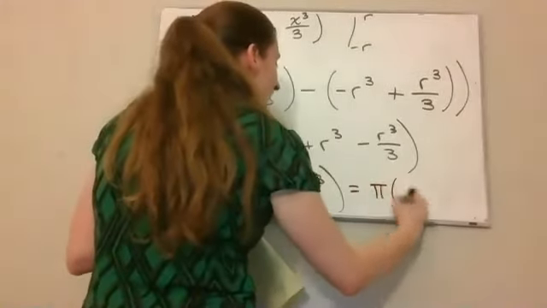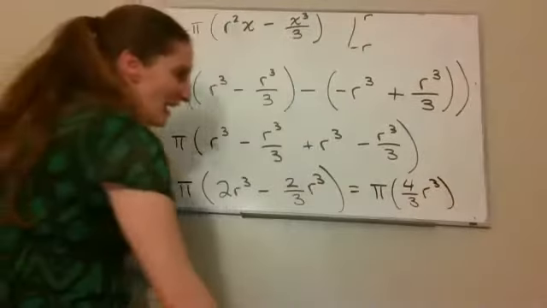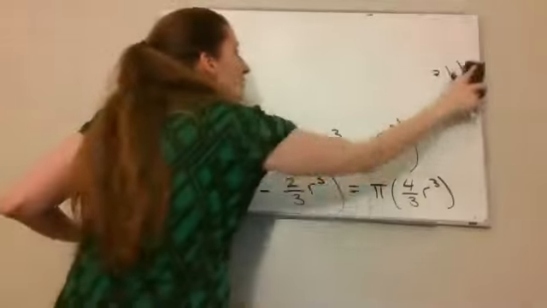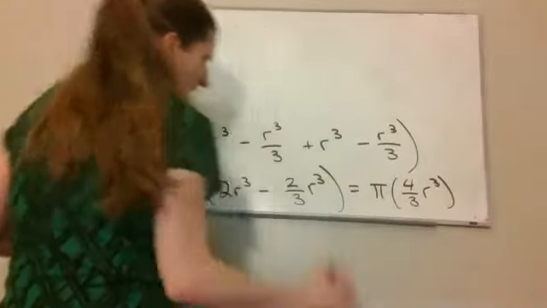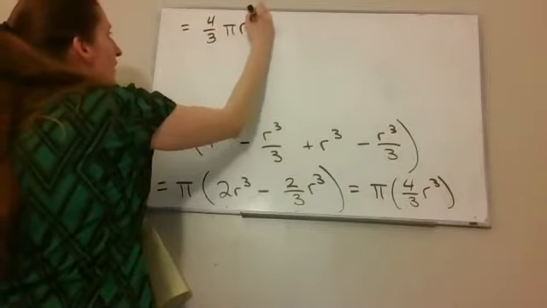So I get pi times 4 over 3 r to the third, and that is the exact same thing as the formula that you were told way back in high school geometry, 4/3 pi r cubed.